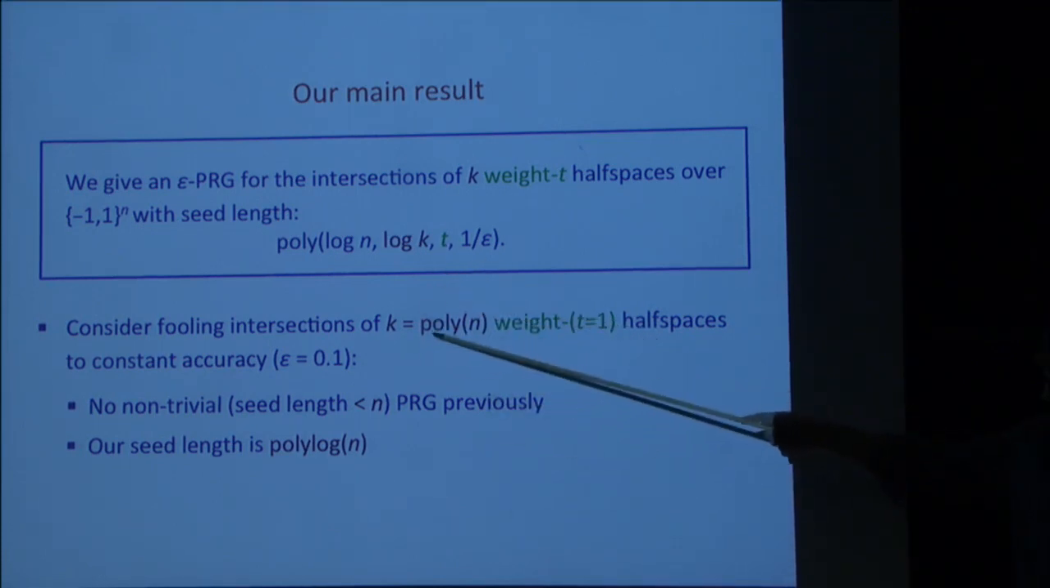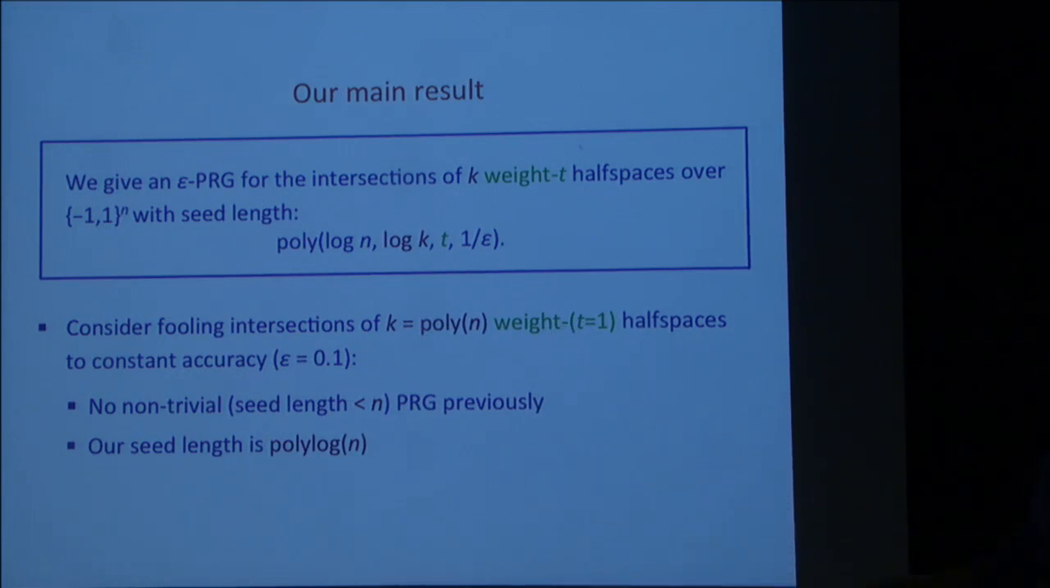We can fool an intersection of quasi-polynomially many half spaces. They can have weight polylog n. You can fool them to accuracy 1 over polylog n, and you'll still have polylogarithmic seed length. So it certainly is not the last word on the subject. I hope there will be substantial improvements, but it does get us something that we weren't able to achieve before.